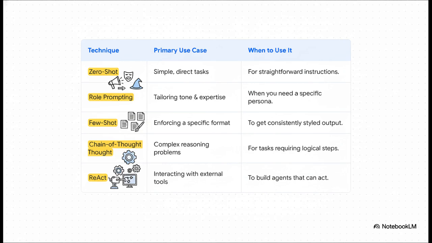For simple, direct tasks, just use zero-shot. When you need a specific style or level of expertise, that's what role prompting is for. If your output format is absolutely critical, you have to use few-shot. For any task that needs logical steps, bring in chain of thought. And finally, when your AI needs to actually interact with the outside world, that's when you build with ReAct.